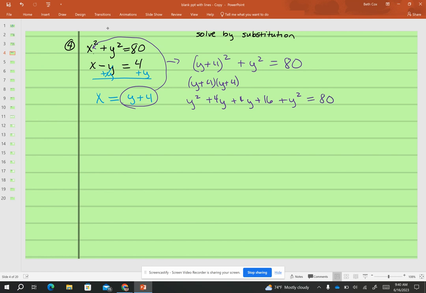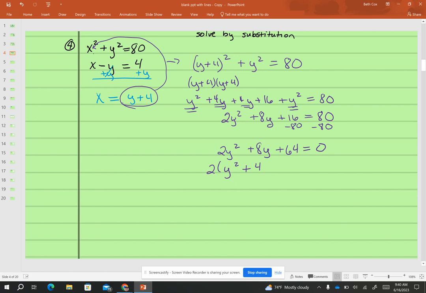So that gives me, put my like terms together, I have 2y squared. 4y and 4y is 8y. Plus 16 is equal to 80. I'm going to subtract 80 on both sides and make it equal 0 so I can get it ready to factor. And that's going to give me 64, I think. This one has a common factor of 2, so I'm going to factor out the common factor of 2 to make my life a little easier.